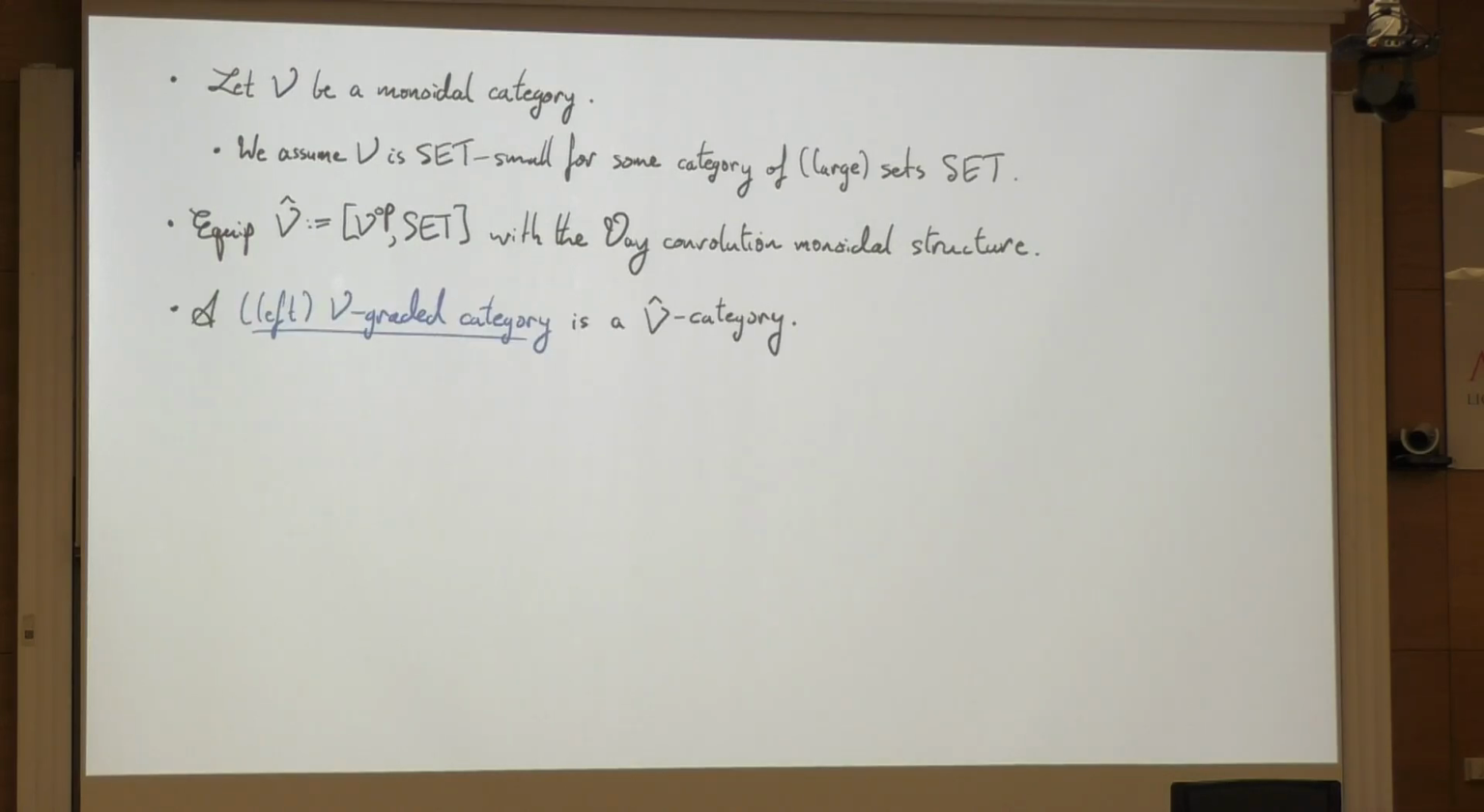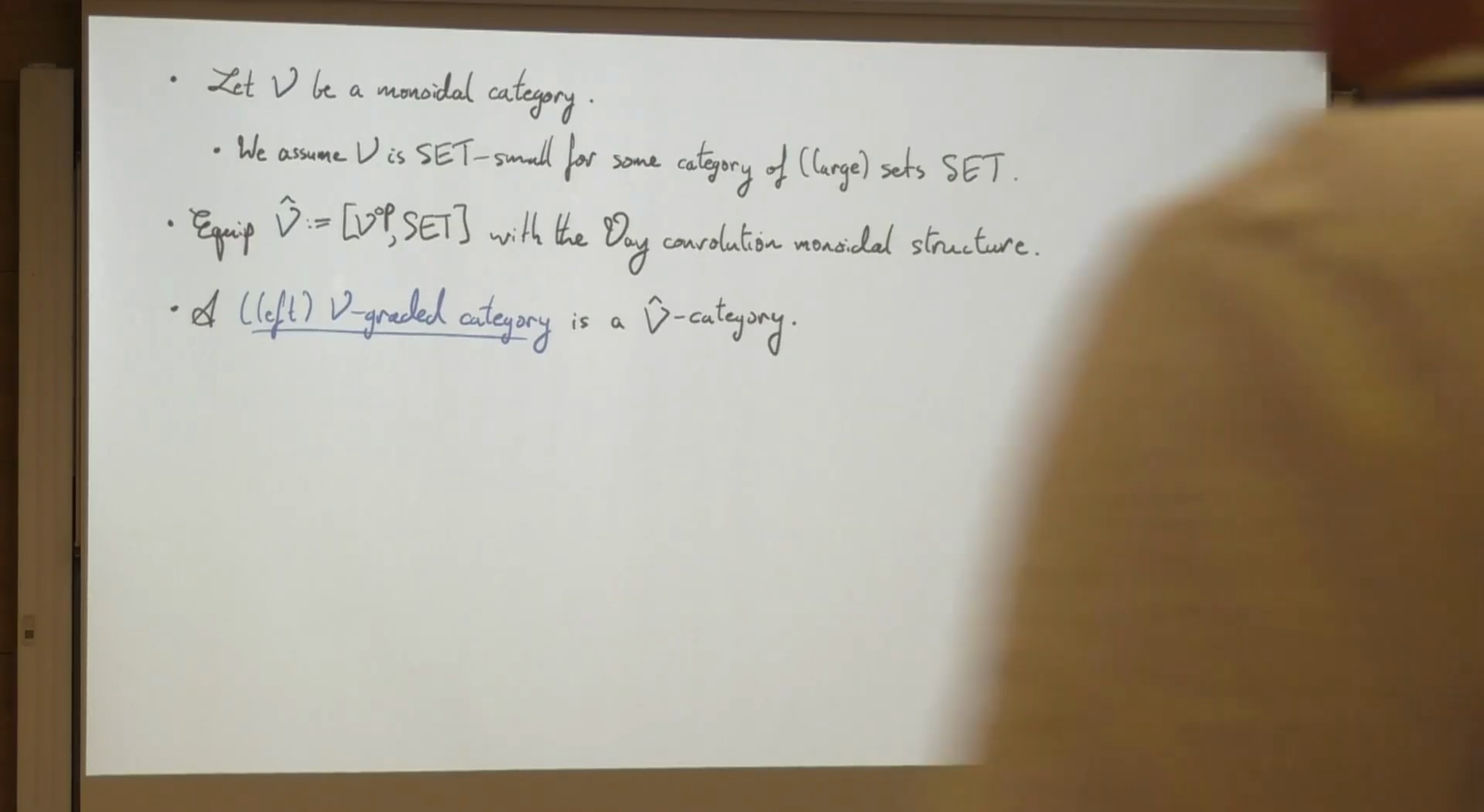And then we can consider the following definition. A left V-graded category, or simply a V-graded category, is by definition a V-hat category. So V-hat is our notation for the presheaf category with Day convolution. We look at categories enriched in that, V-hat categories, and we're simply calling those V-graded categories. And I'm introducing this prefix left here because later we'll also look at right V-graded categories and also bigraded categories.